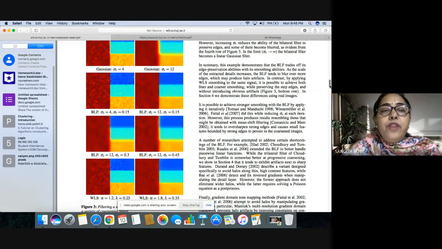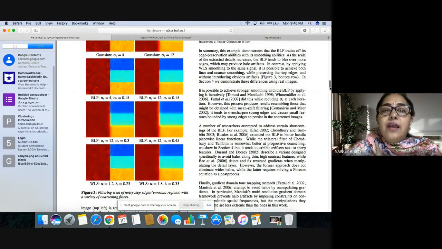Now with the bilateral filter, rho s 12 and rho r equal to 0.3, and rho s 12 and 0.45 are shown, but everywhere there are still some artifacts resulting.